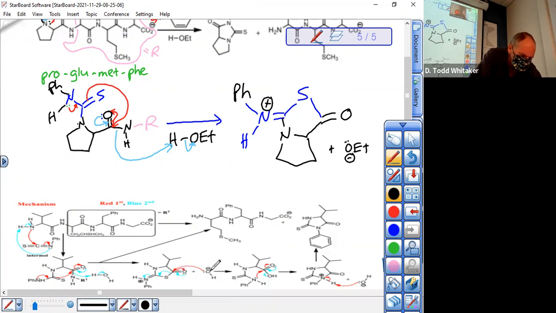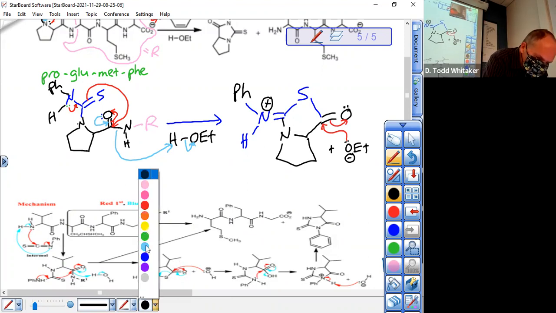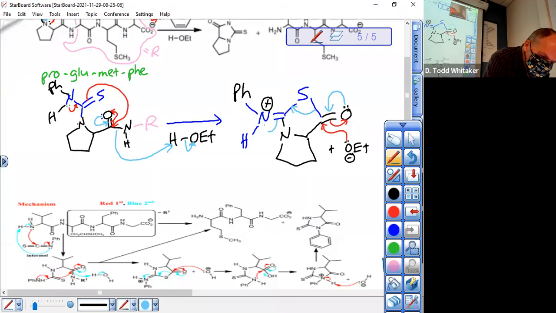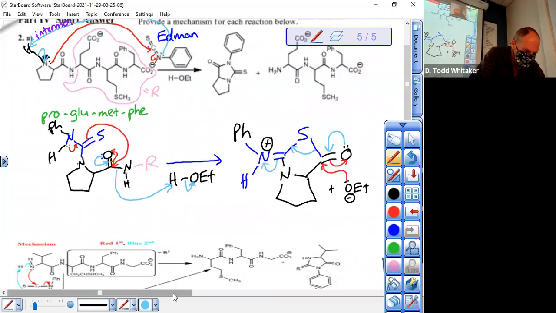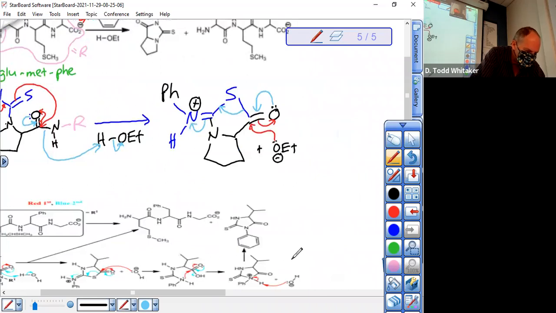Okay. OEt attacks, pi breaks. Resonate all the way back to the nitrogen that has the plus charge. First step: O attacks carbonyl. Electrons back, resonating all the way through the sulfur to get nitrogen its lone pair back. And I don't know what happened there. We're going to be at this stage right here. So let's just follow our own arrows and draw what we get.